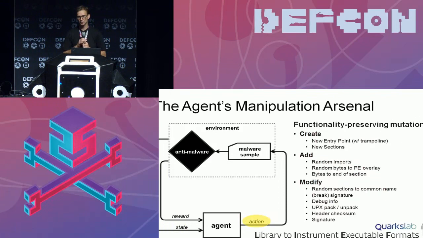I can create an entry point, create sections, add bytes in places that don't break the file format or functionality, or modify things that are not known. So, these idempotent operations of packing and unpacking don't change the behavior of the malware, but change how it is presented to a malware classifier. And we're using the very cool tool called LIEF, the library to instrument executable formats by Quarkslab. A shout out to them.